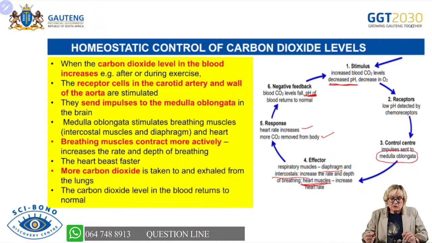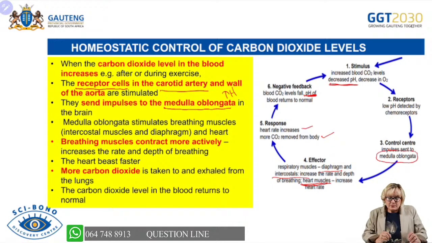Now, let us quickly look. When the carbon dioxide levels in the blood increase, so it's after or during exercise, the receptor cells, and we said it's chemoreceptors in the carotid artery and the wall of the aorta, will be stimulated. What do they measure? They look at the pH of your blood. They send impulses to the medulla oblongata in the brain. The medulla oblongata stimulates the breathing muscles.